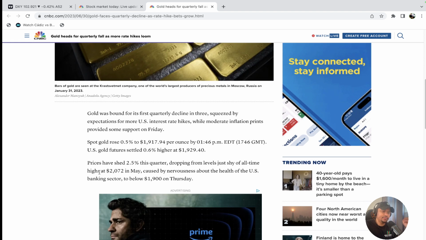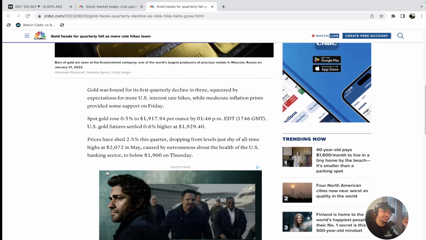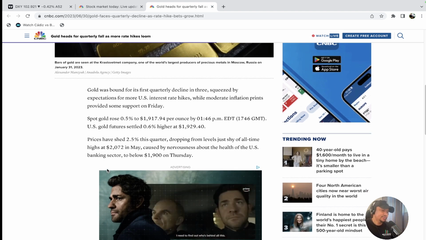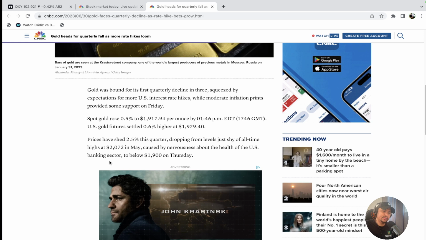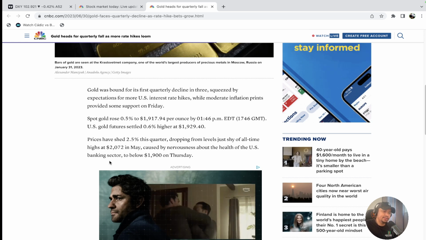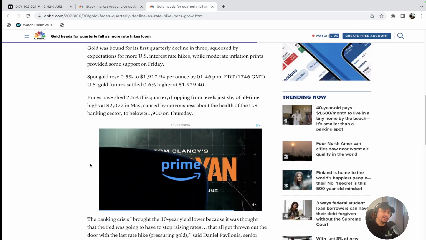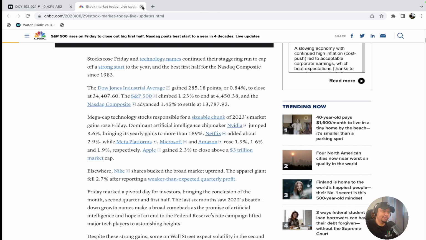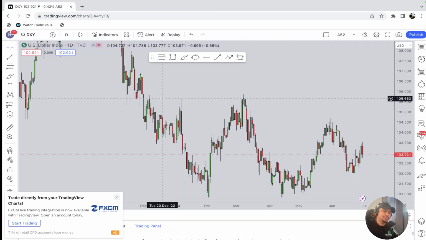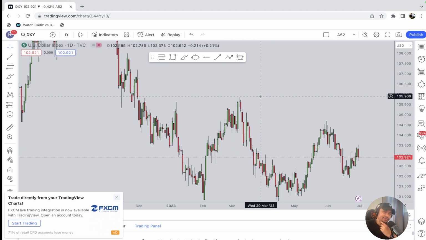Prices have fallen 2.5% this quarter, dropping from levels just off the all-time high at $2,072 in May, caused by nervousness about the health of the U.S. banking sector, to below 1,900. Now, if you've not been living under a rock, you obviously know that there was this whole story with the U.S. banks and all of that stuff. The debt ceiling came through and kind of confused the whole market at the end of the day also.